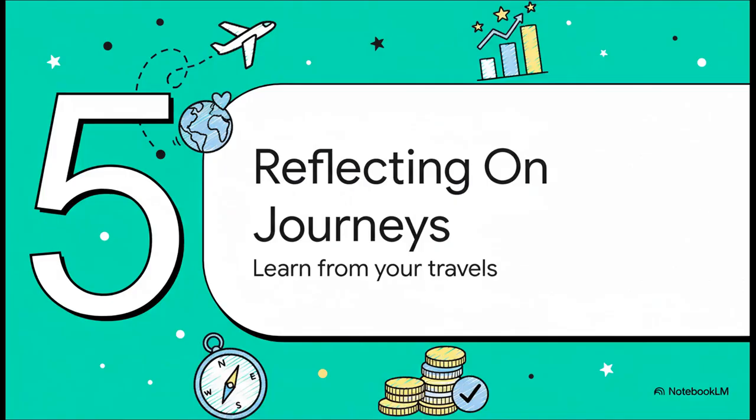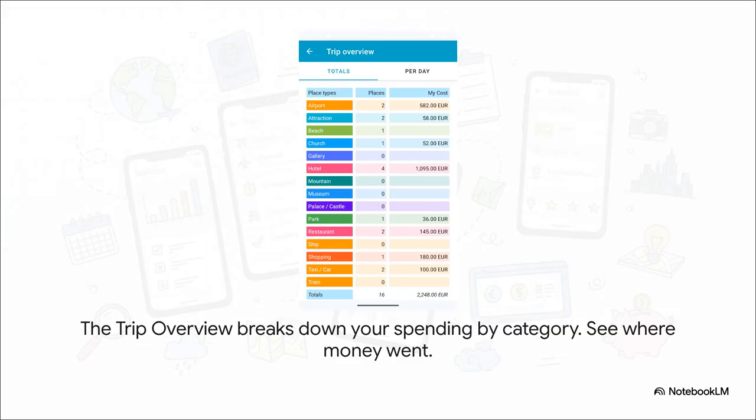You know, the job of an app like this shouldn't end the minute your trip is over. Let's take a look at how it helps you reflect on your journey long after you're back home. For any trip you've marked as completed, you can pull up this awesome overview screen. It gives you a complete breakdown of your spending by category. You can see exactly how much you spent on hotels versus attractions, or restaurants versus shopping. It's a super powerful tool for understanding your own travel habits.